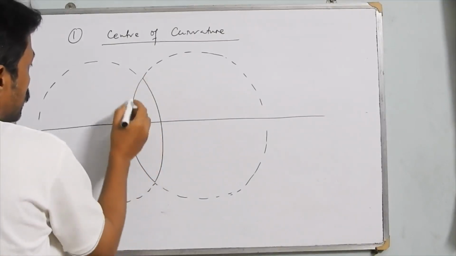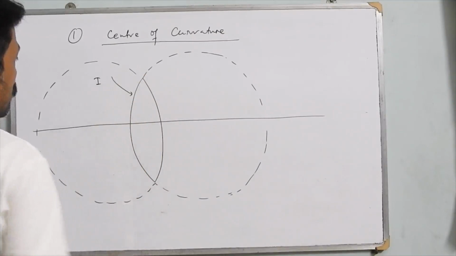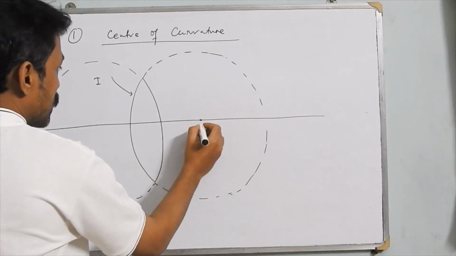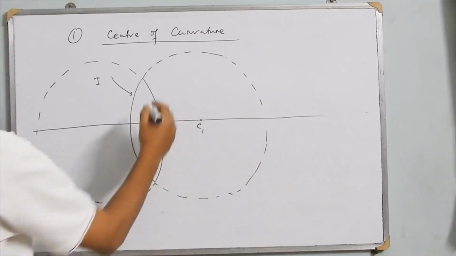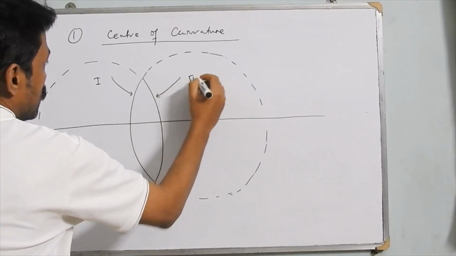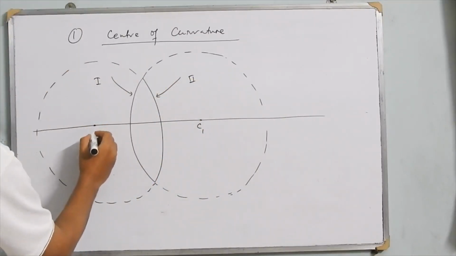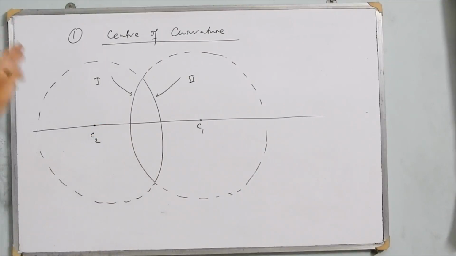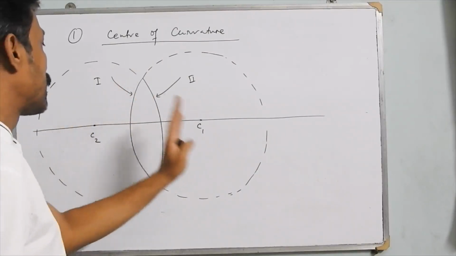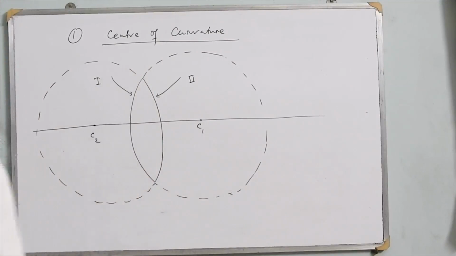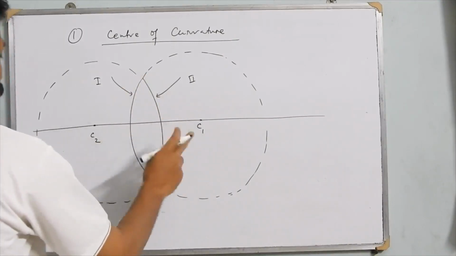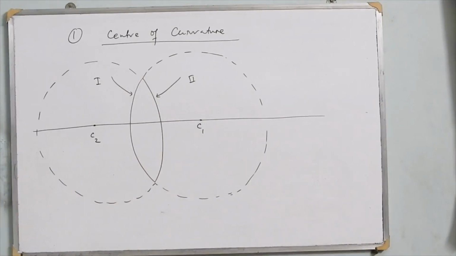So suppose this is the first surface and its curvature is in this direction, so its center of curvature is, say, C1, and if this is the second surface, or surface 2, its center of curvature is C2. So the left surface has its center of curvature on the right, whereas the right surface has its center of curvature on the left. And that center of curvature is actually the center of the sphere from which the lens has been constructed.